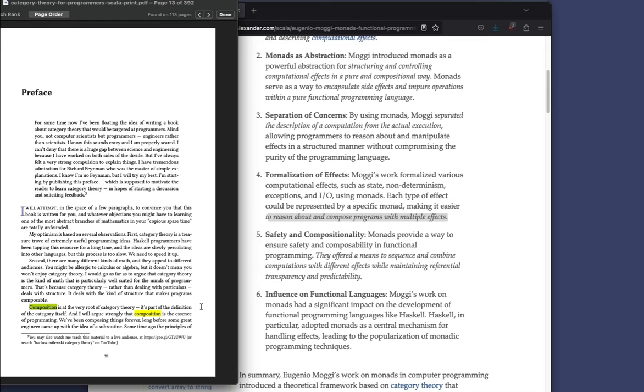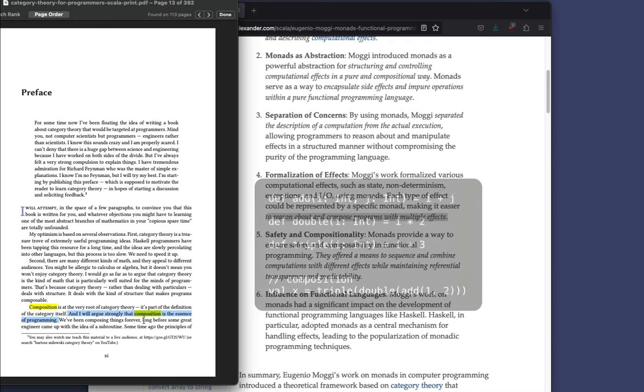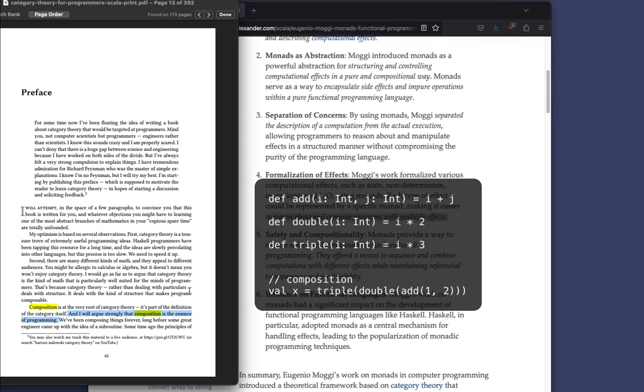And indeed, what you find in the book over here is that the author wrote that composition is at the very root of category theory, and in fact, it's part of the definition of a category itself. And so he states here that he would strongly argue that composition is the essence of programming, and composition is simply the matter of combining or composing multiple functions together to solve larger problems.